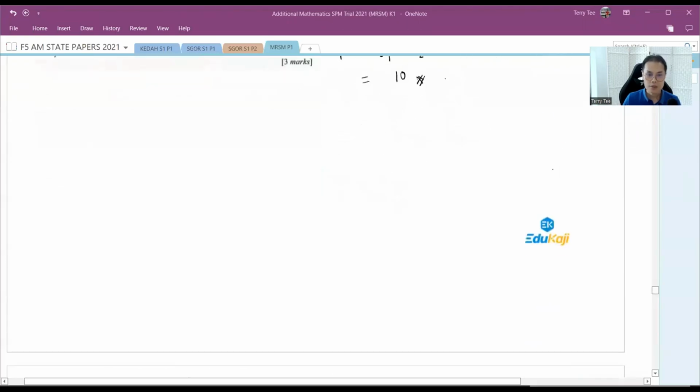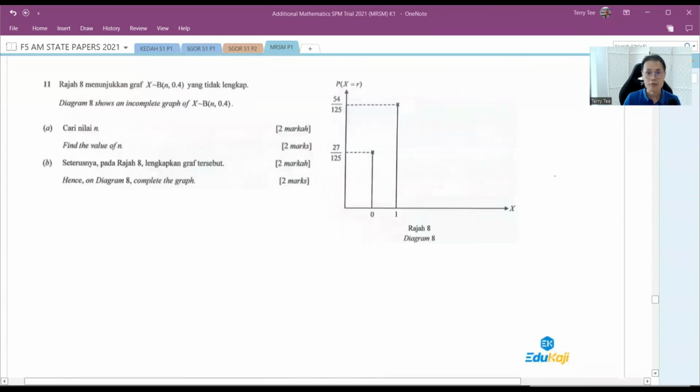Okay, moving on to question number 11. This is Form 5 chapter 5 probability distribution. So first we want to find the value of n. You're given that this is a binomial. When you write like this, it means it's a binomial distribution. N is not given. Probability of success is 0.4. So first part, we are finding the value of n.